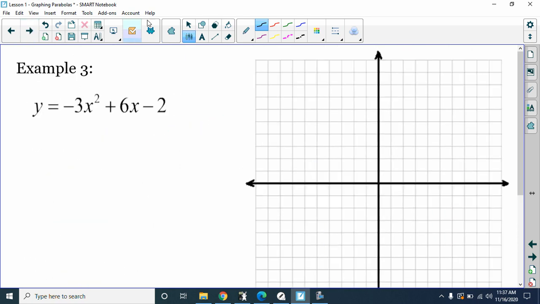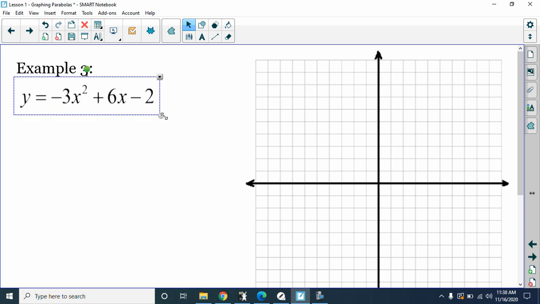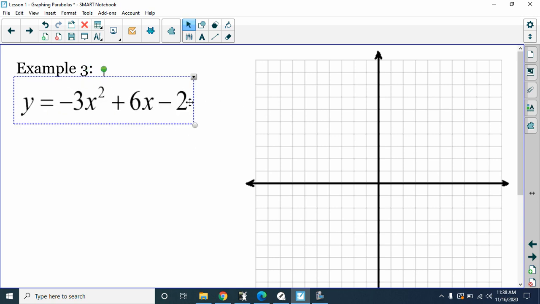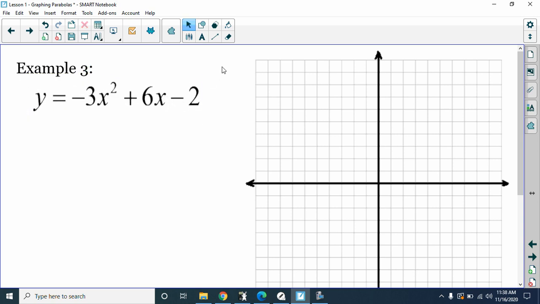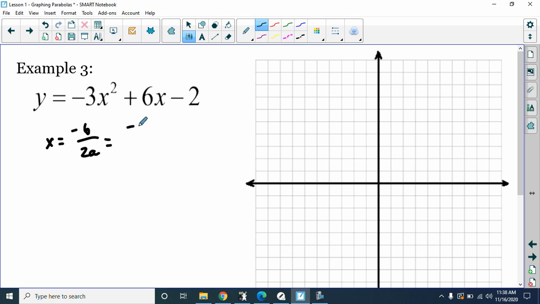Let's take a look at one where we are given standard form. If we are asked to graph a parabola from standard form, y = ax² + bx + c, you need to start by getting the vertex by doing -b divided by 2a. b is 6, so I plug in 6 for b, and a is -3, and we should get the x value of the vertex, 1.